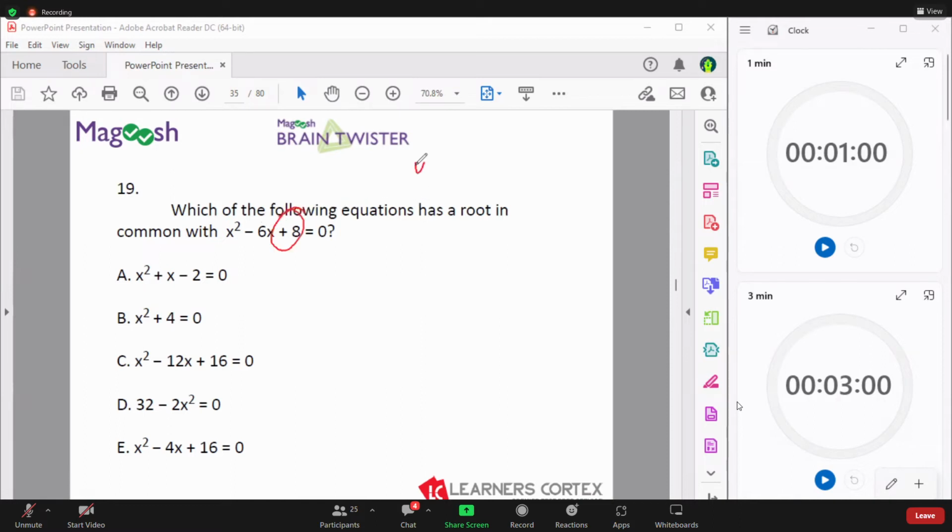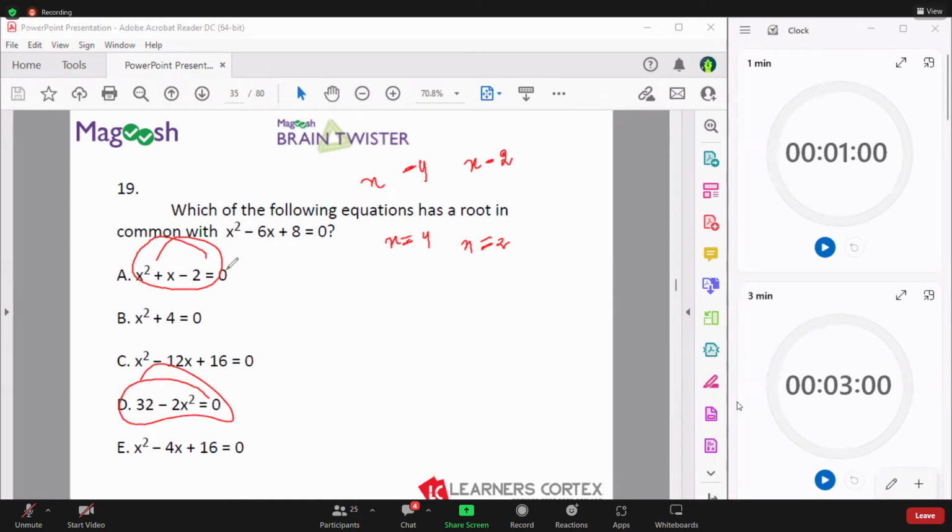8 here, so it can be 4 and 2, it can be 2 and 4, it can be 1 and 8. These are the only possible values. But since this is positive and this is negative, both of the factors would be x minus 4 and x minus 2, which are negative, and then x will be equal to 4 and x will also be equal to 2. Now, which of the following have the root common with this? Now here it would. So is it D? Yeah, it is D.